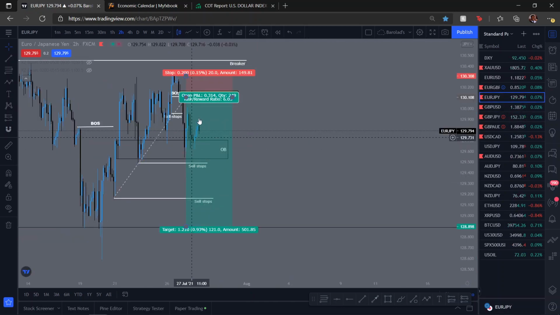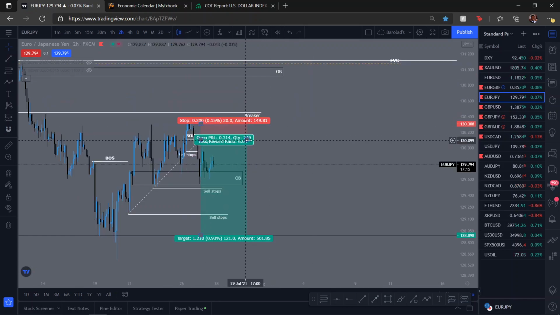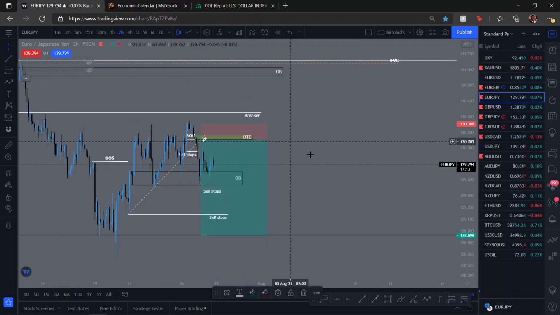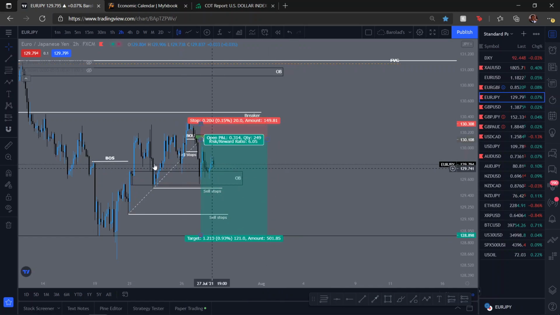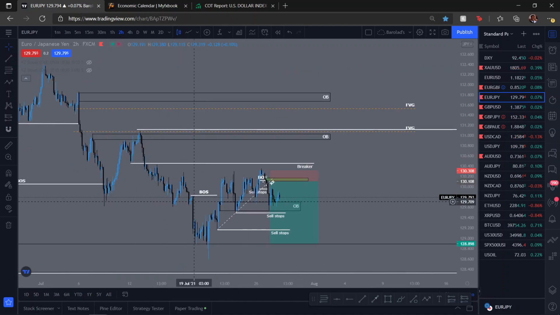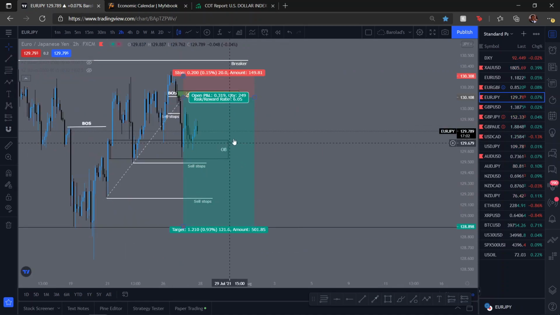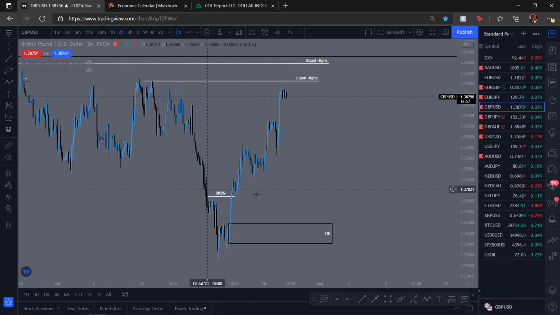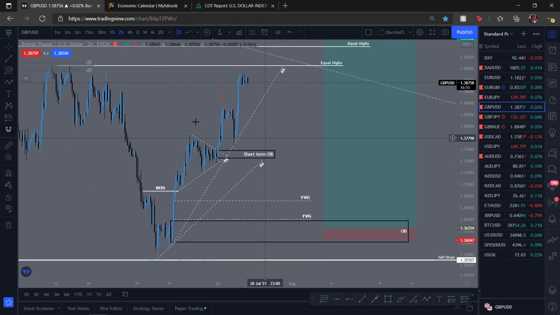Euro JPY still looking for shorts from this optimal trade entry area here, just based on the fact that we have got a lot of other orders here and a lot of retail traders will be buying this area. So just have a minimal risk of 20 pips on that. GU is a very interesting trade for me.